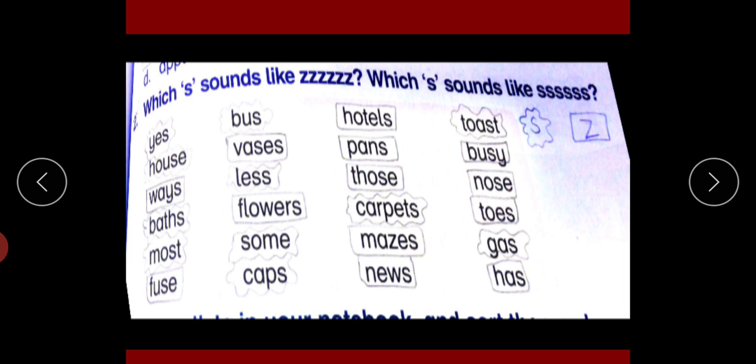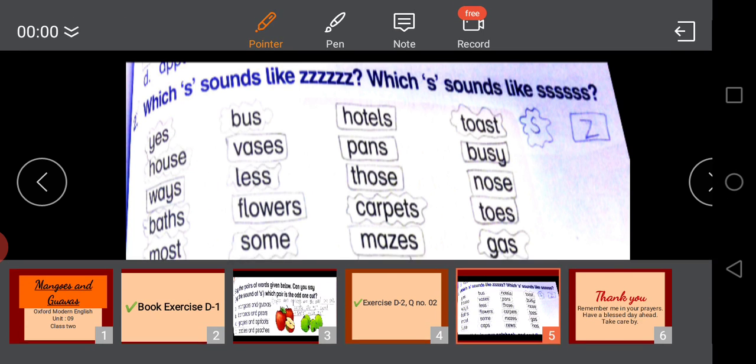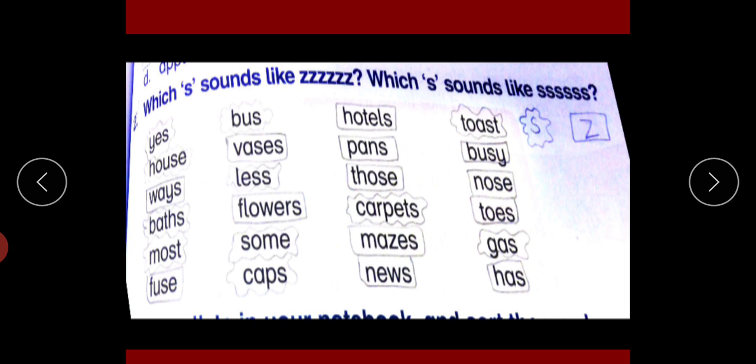around this. Another word we have is pans, we will mark a square around this. Another word we have is busy, we will also mark a square around this. Another word we have is vase, we will mark a square around this. Another word we have is less, and we will mark a cloud circle around this. Another word we have is those, and we will mark a square around this. Another word we have is nose, we will mark a square around this. Another word we have is baths, we will mark a cloud circle around this.